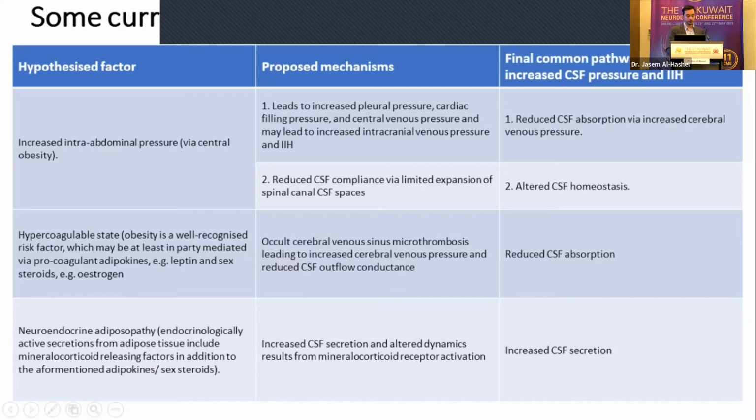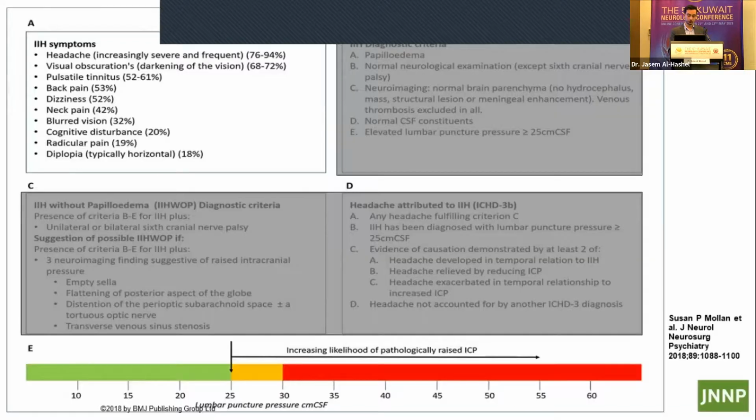As we said, increase in abdominal pressure may lead to reduced CSF absorption through the arachnoid villi. Obesity can produce a hypercoagulable state, which may lead to occult cerebral venous microthrombosis, and this may lead to reduced CSF absorption. And then there are many hormones that are secreted from adipose tissue, including the mineralocorticoids, which may ultimately lead to increased CSF secretion.